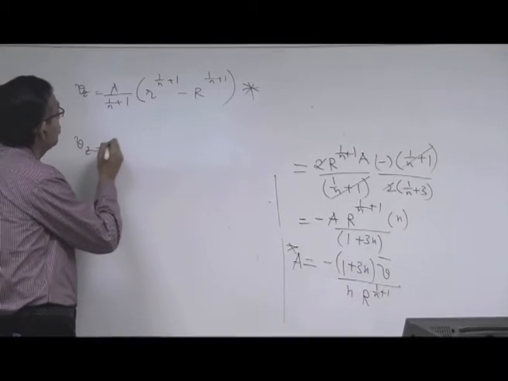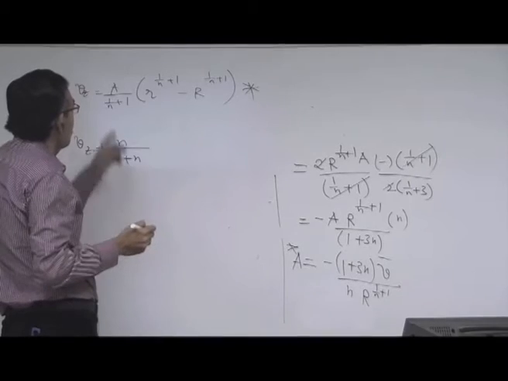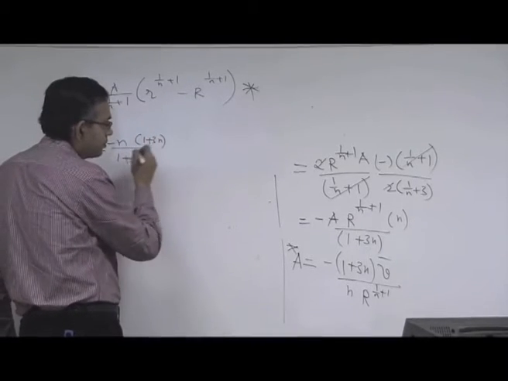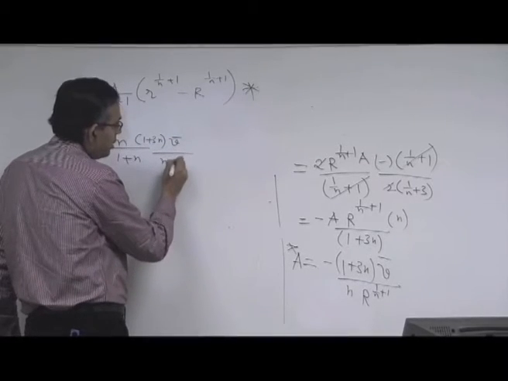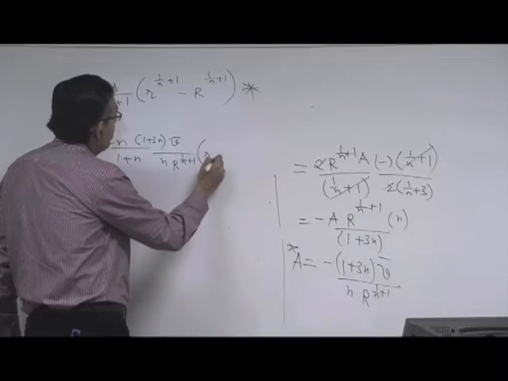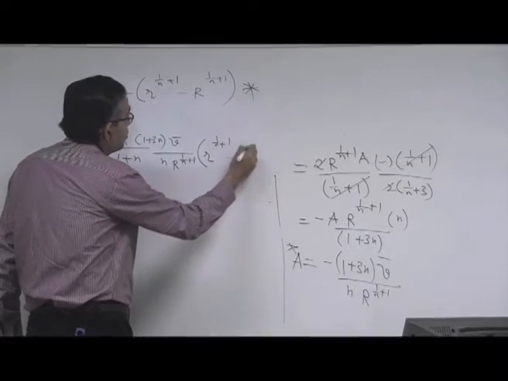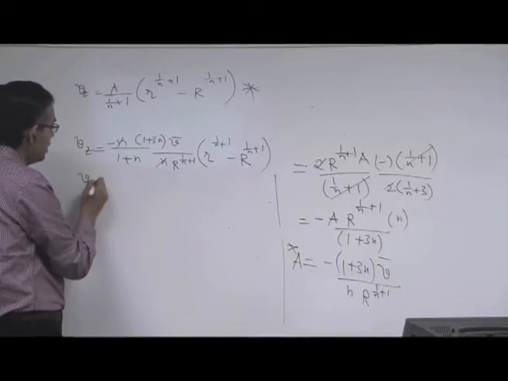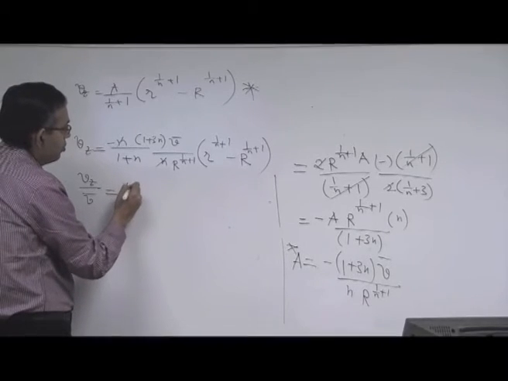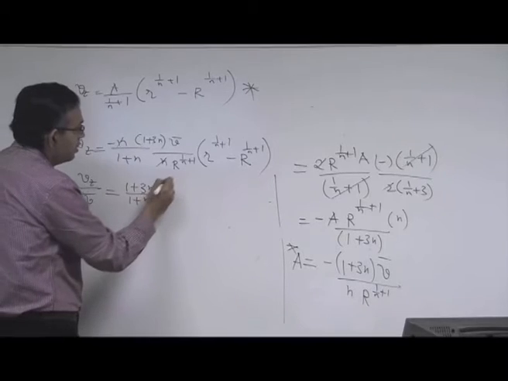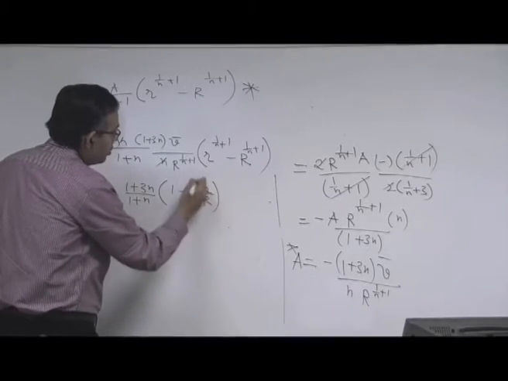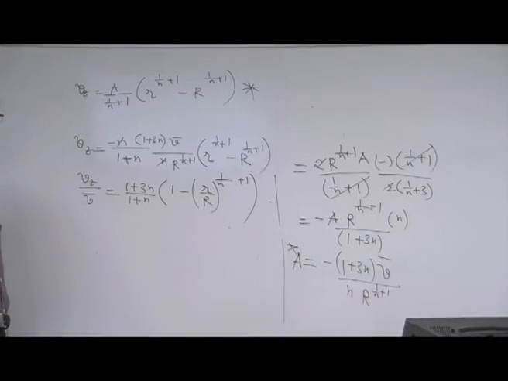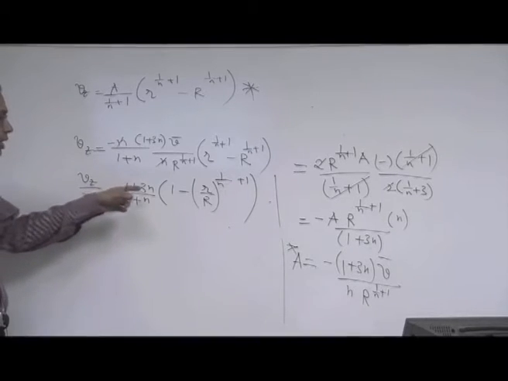So, Vz is equal to n by 1 plus n. Now, in place of A we will write minus 1 plus 3n into V bar by n r to the power 1 by n plus 1 into r to the power 1 by n plus 1 minus r to the power 1 by n plus 1. n gets cancelled. So, Vz by V average is equal to 1 plus 3n by 1 plus n into 1 minus small r by capital R to the power 1 by n plus 1. Okay. You can quickly check the result by putting n equal to 1.